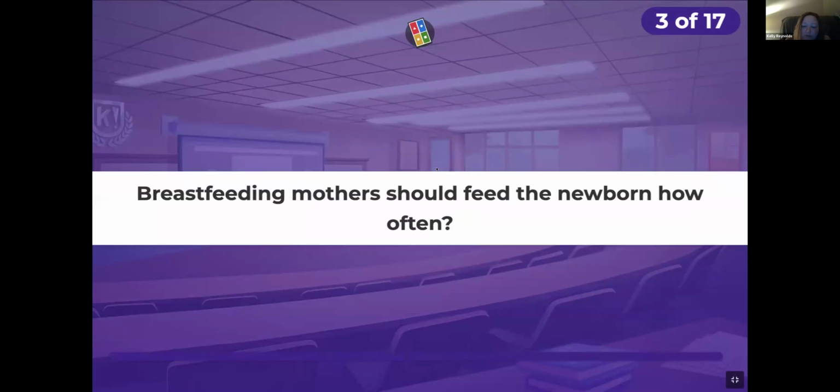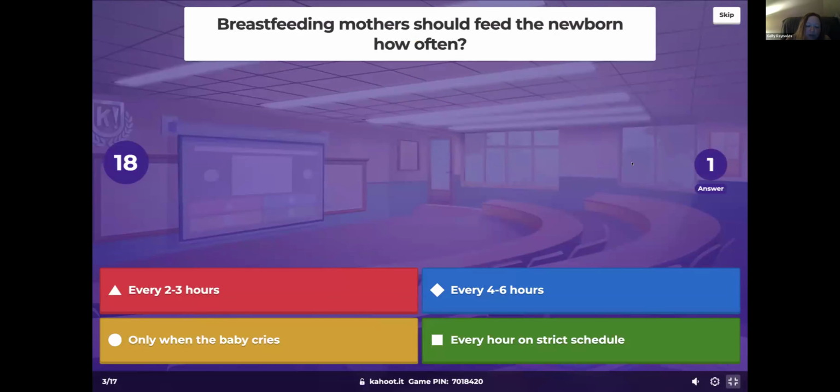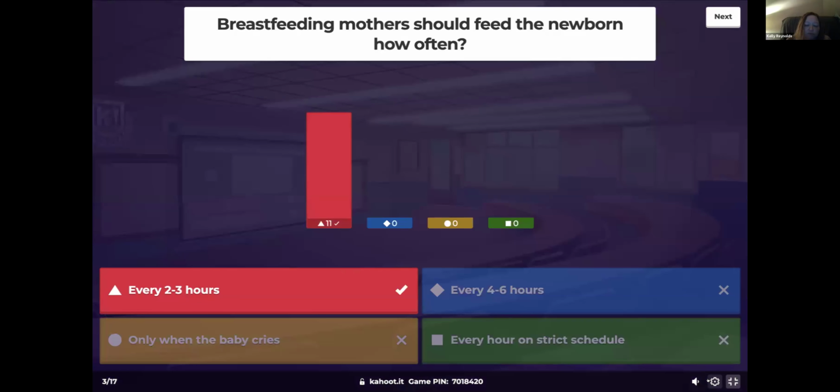Breastfeeding mothers should feed the newborn how often? Every 2 to 3 hours, only when the baby cries, every 4 to 6 hours, every hour on strict schedule. Good, I'm glad everybody got that. If they were feeding every hour, nobody would breastfeed. Everybody would be so exhausted feeding every single hour. When the baby cries, that's on demand. That's once they get a little older. Okay, so good. Keep going.